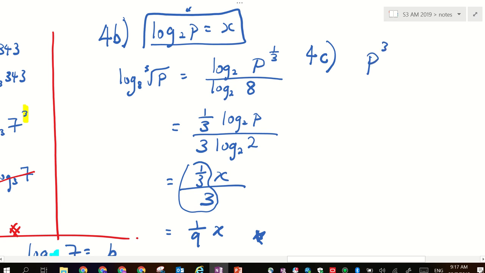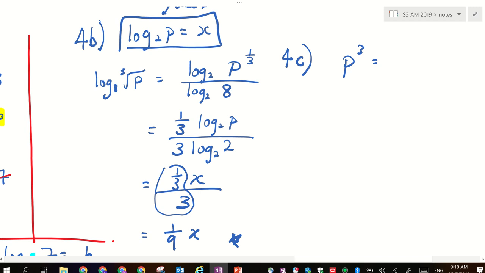Now 4 cube is a difficult one, because 4 cube, P cube. Speak softly, listen. Now this one majority have problems. Who can solve this? Nigel, how to do?